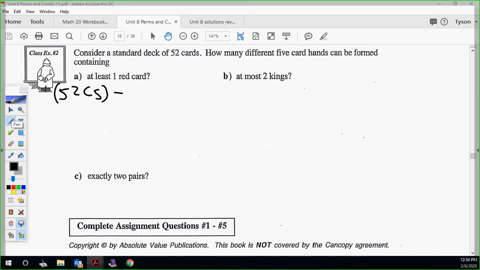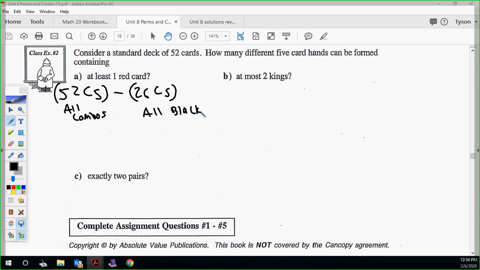For this part? Yeah, so this stands for all combos. This stands for all black. So if I do all 5 card combinations in red and black, it doesn't matter, and I subtract when I get all black, I'm going to have at least 1 red left. Does that make sense? Yeah.